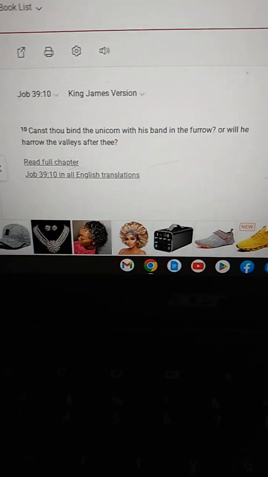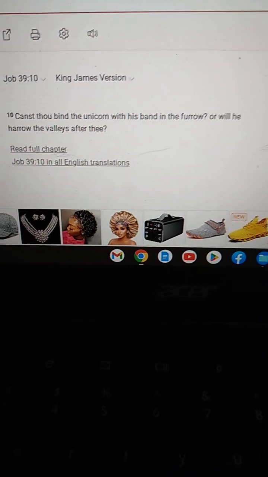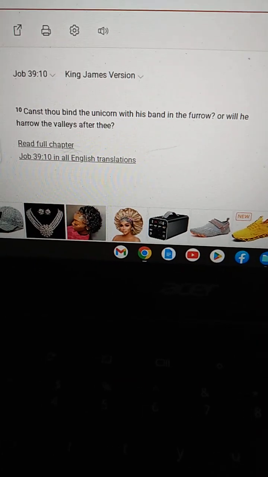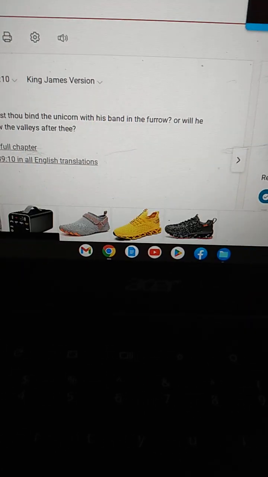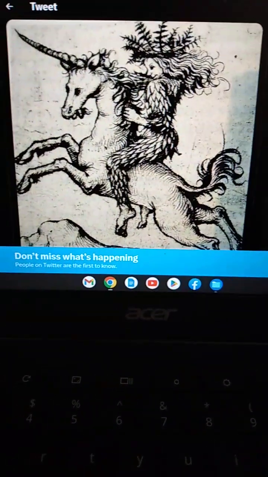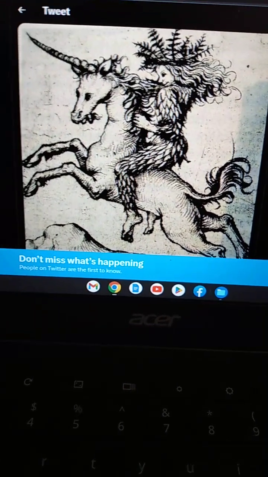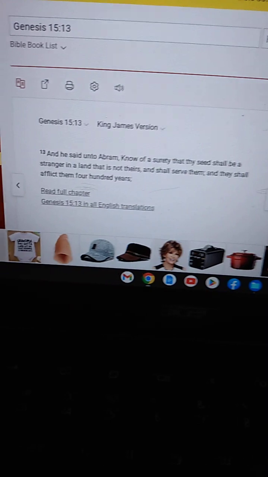And it reads, "Canst thou bind the unicorn with his band in the furrow, or will he harrow the valleys after thee?" You know what I'm saying? Can you bind Israel, or will you go chasing after it? But we see Esau bounded the unicorn. Esau did. But that was prophecy.